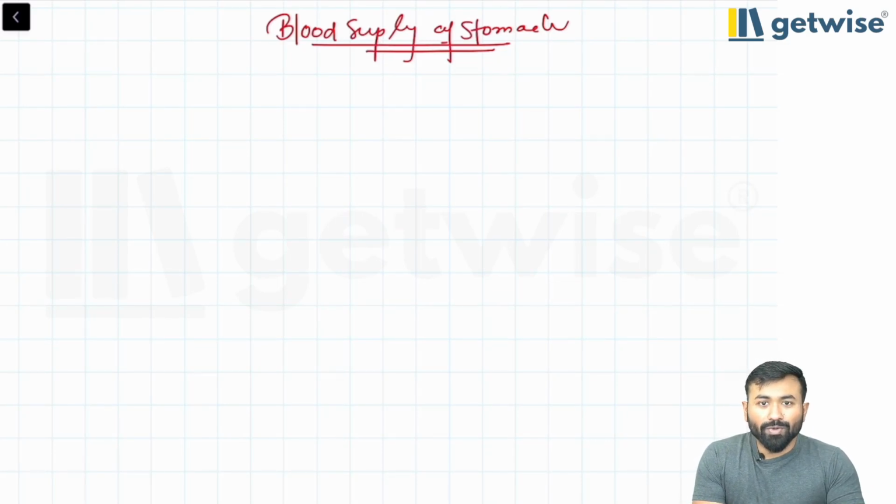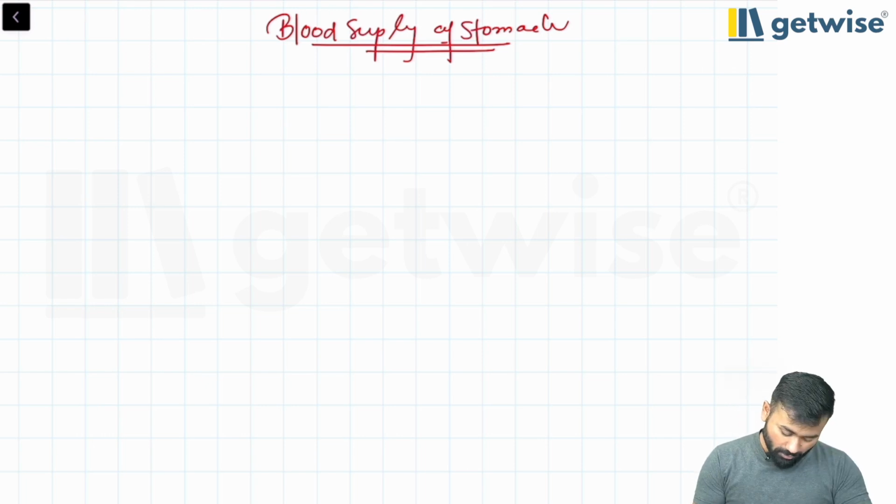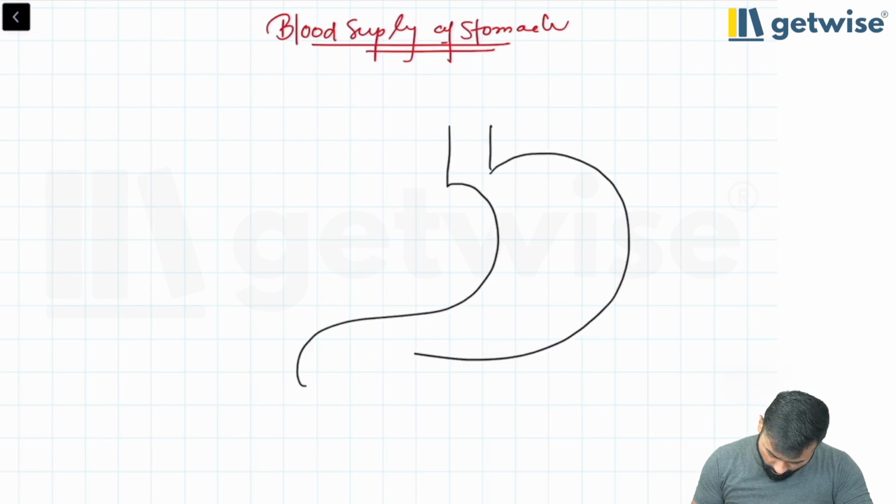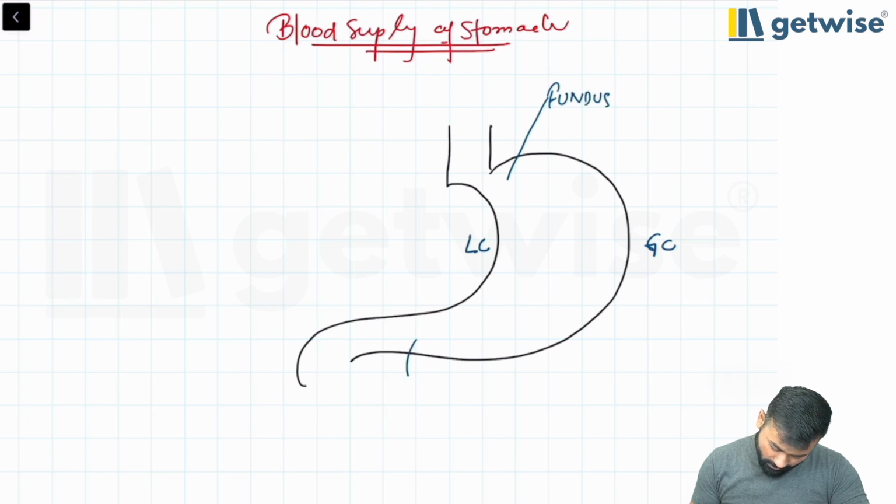In today's video, we will be discussing the blood supply of the stomach. So let's draw a schematic diagram of the stomach. This is the stomach and this is the lesser curvature. This is the greater curvature. This is the fundus and this is the antrum.